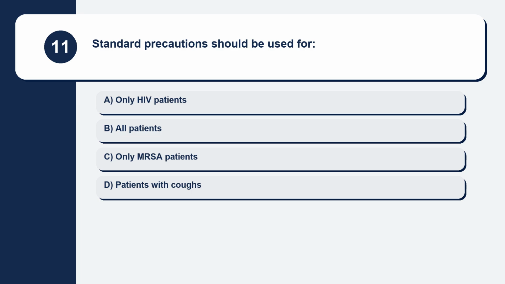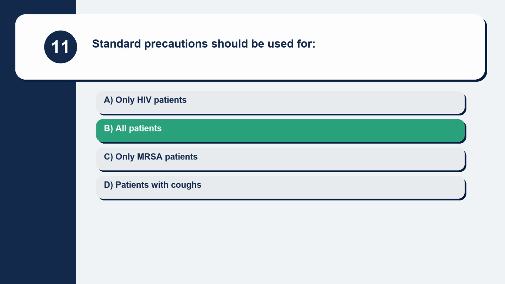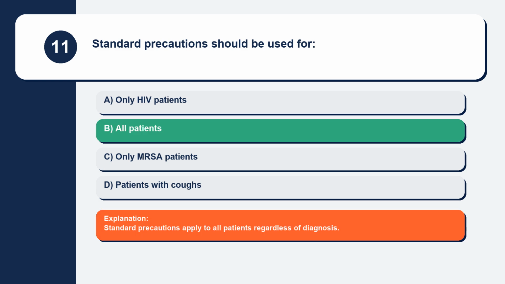Question 11. Standard precautions should be used for only HIV patients, all patients, only MRSA patients, patients with coughs. Standard precautions apply to all patients regardless of diagnosis.